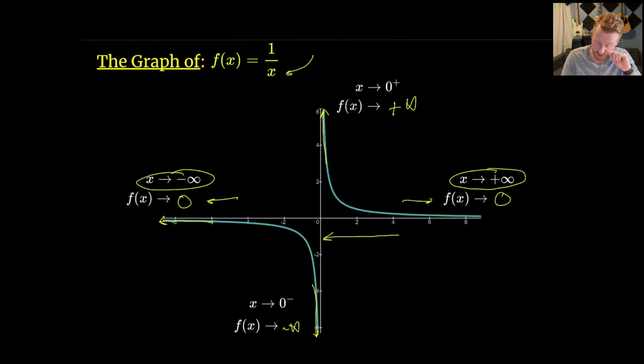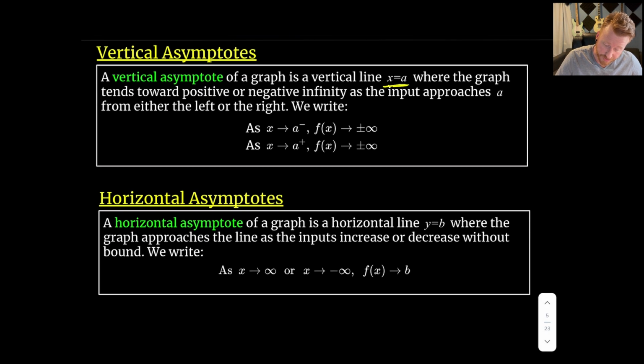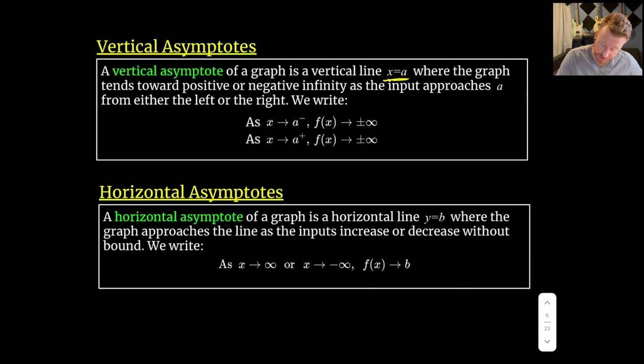Looking back on this example, we're going to see this one again in a second. As we're approaching from the right-hand side, it's going to positive infinity. From the left-hand side, it's going to negative infinity. They could both be going the same direction. We'll look at some examples like that in just a minute. But those are the vertical asymptotes, and then the horizontal asymptote is the line y equals b.